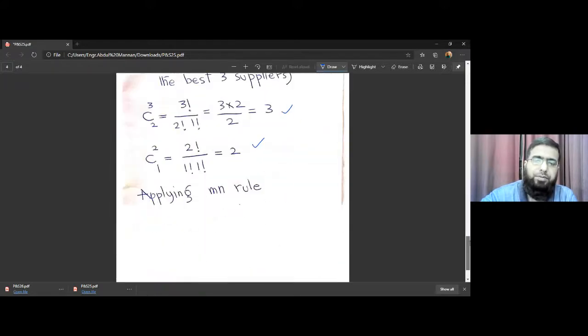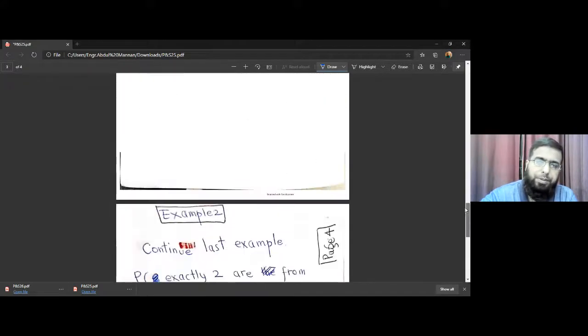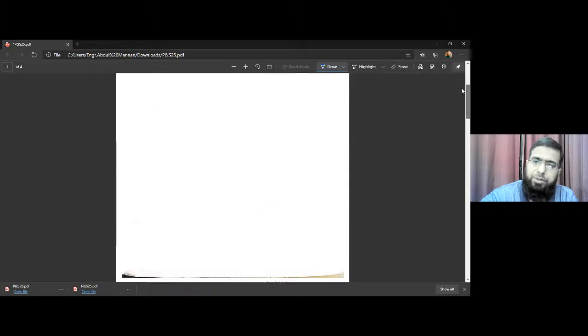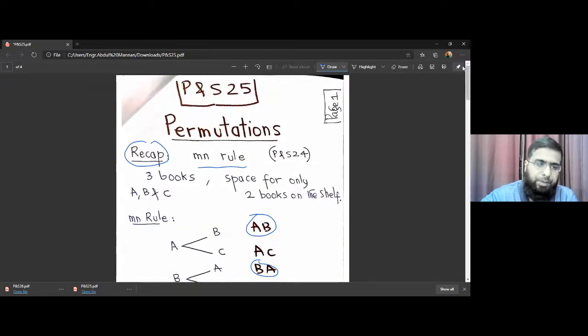So this is how we can use combinations. We'll keep on studying more about probability and different rules of probability in our upcoming lectures.